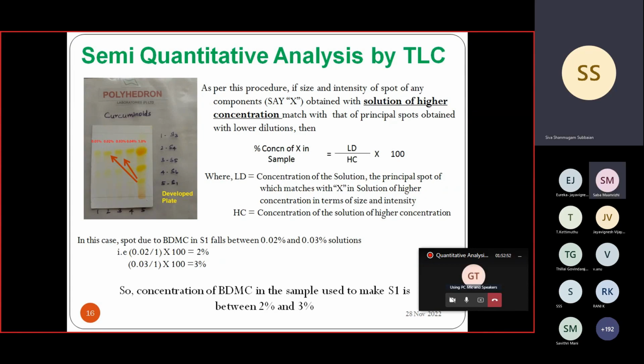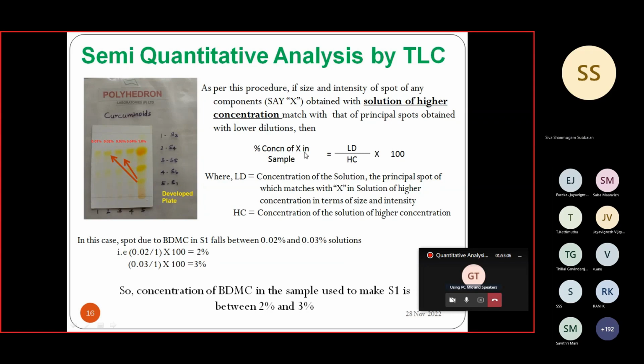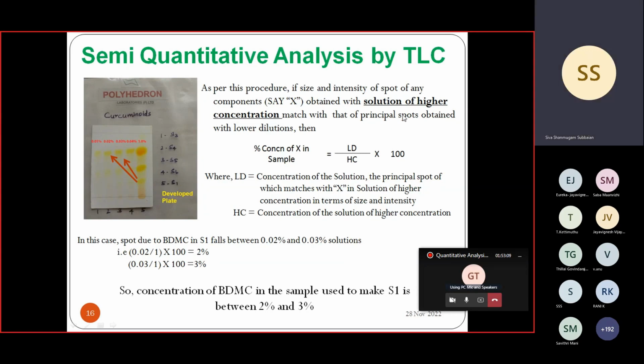As per this procedure, if the size and intensity of the spot of any component, say X, obtained with the solution of higher concentration, in this case the 1% solution, just watch the photo on the left side, match with that of the principal spots obtained with the lower concentrations applied on the plate, then the formula to be applied is: percentage concentration of X in the sample equals LD divided by HC multiplied by 100.